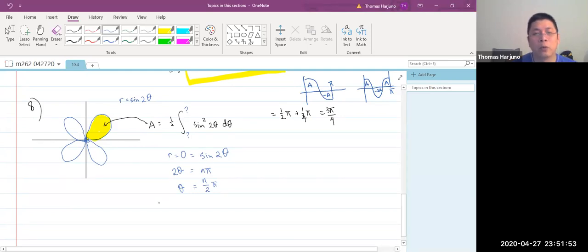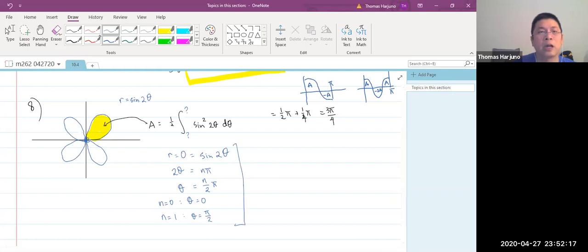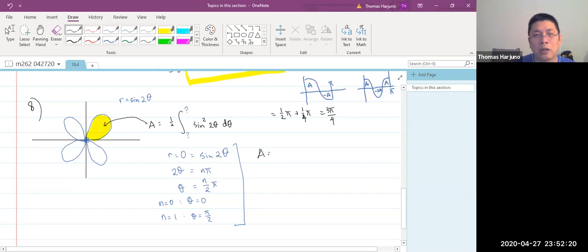Okay, so when n equals 0, theta is 0 as we expected earlier. The next time it comes back to the origin is when theta equals 1, that's pi over 2. Now I can update my limits of integration. The area equals 1/2 integral from 0 to pi over 2 of sine squared 2 theta d theta.